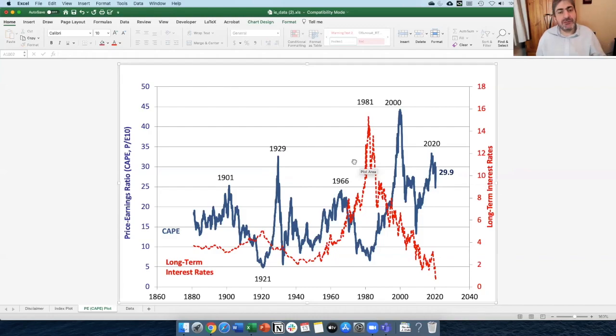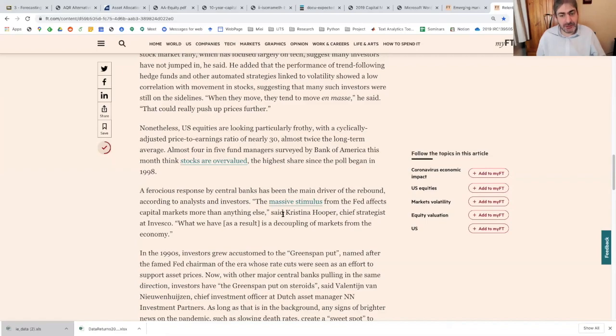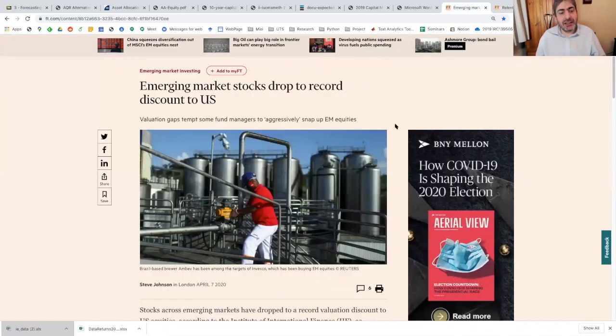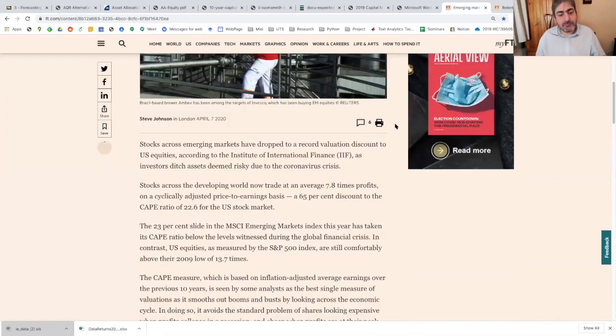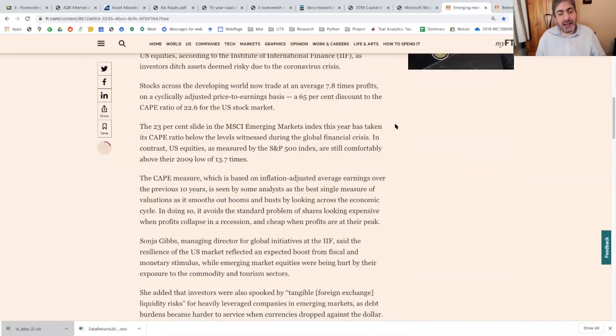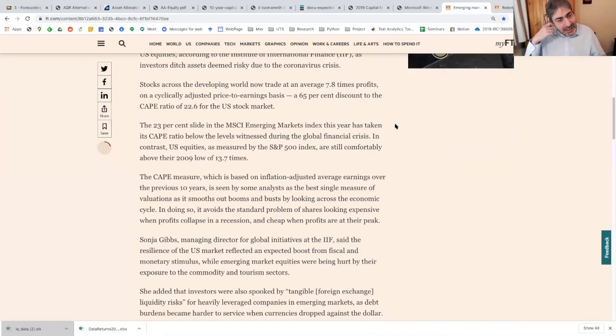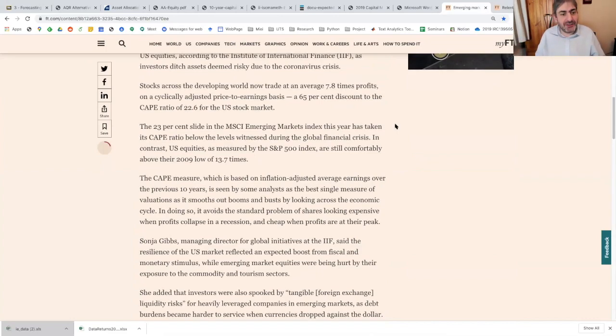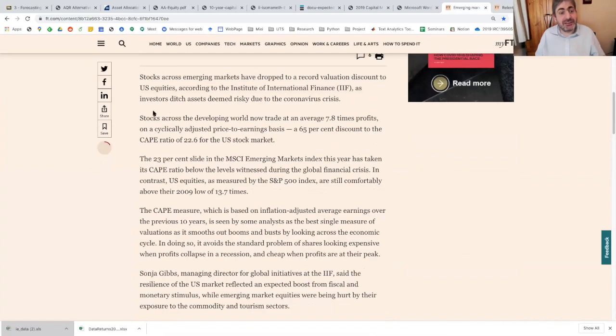And so the Financial Times says, hey, look, many professional investors think that the market is overvalued. Or the second article, which is from April, looks at the valuation of emerging markets versus the US. Again, the way they talk about this is CAPE. It says stocks across the developing world now trade at 7.8 times profit on a cyclically adjusted price earnings basis, a 65% discount to the CAPE of 22.6 of the US stock market.